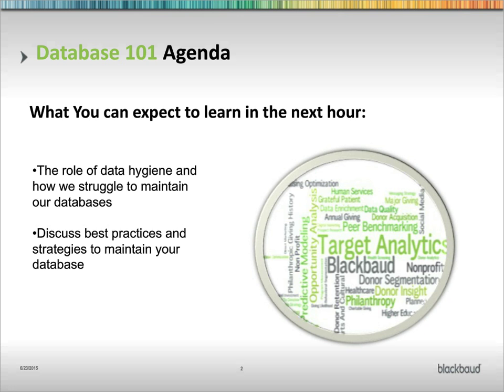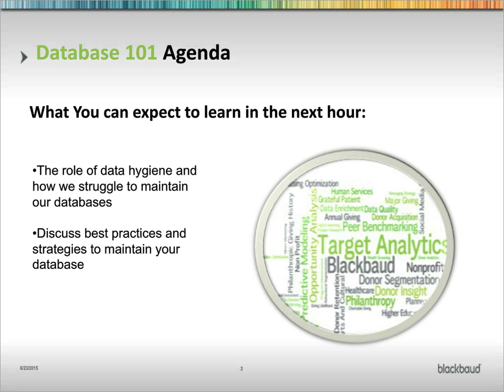Our agenda today is pretty simple and straightforward. Really want to discuss the role of data hygiene and how our clients are struggling with maintaining the accuracy of their database. We've done a lot of analyses internally here at Blackbaud and discovered that a lot of our clients are struggling with data hygiene and maintaining the accuracy of their data internally. And we'll review a lot of that analysis and talk to you about some of the statistics and how it may impact you and your fundraising. We're also going to talk through some best practices and some strategies on how to maintain your database.